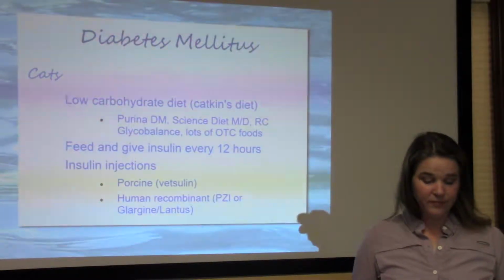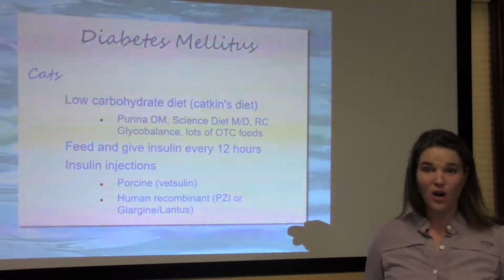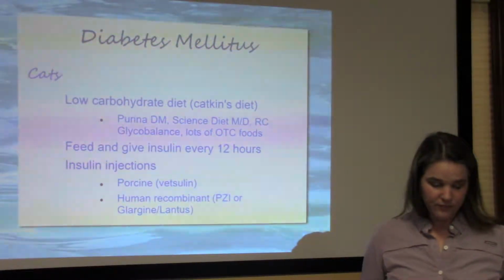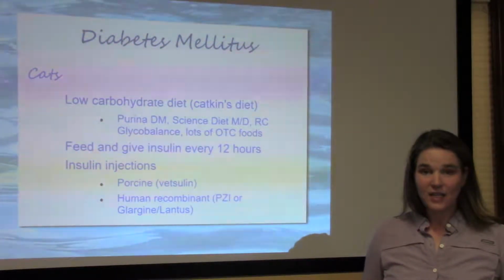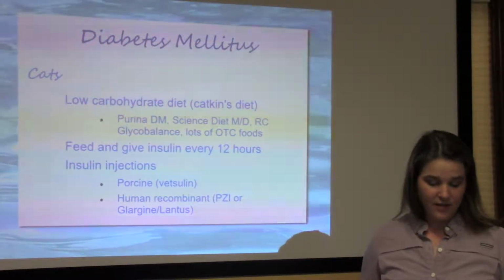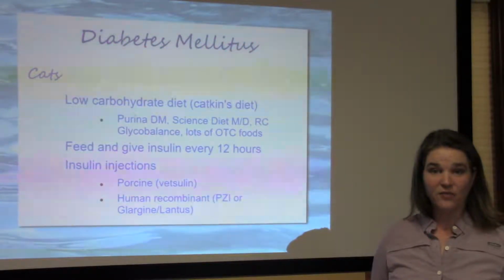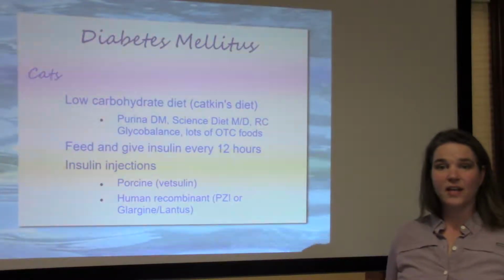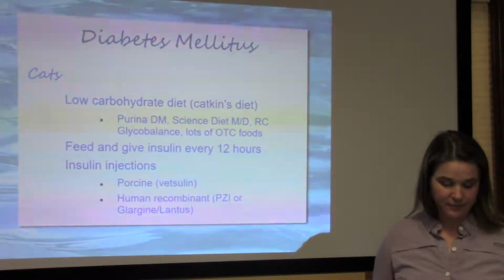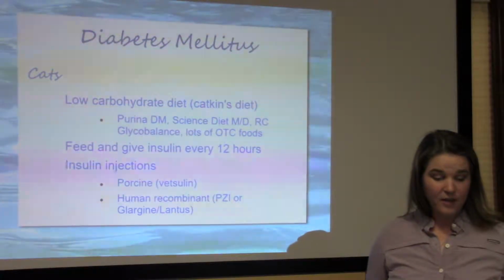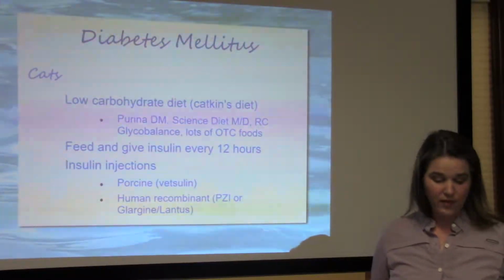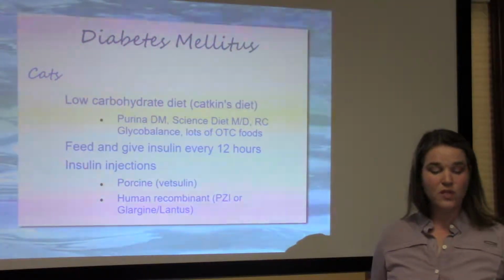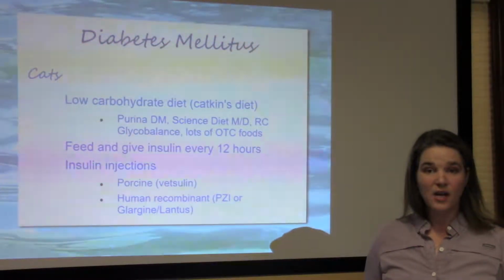In cats, we have better success with low carb diets, or we jokingly say the Catkins diet. This is things such as DM, MD, or Glycobalance. There are a lot of over-the-counter foods, though, if a client is willing to do the research, that actually meet the qualifications of a high-protein, low-carbohydrate diet. Again, we give insulin every 12 hours with a meal. And in cats, we can use Vetsulin, but I tend to use Glargine, and other vets prefer PZI.